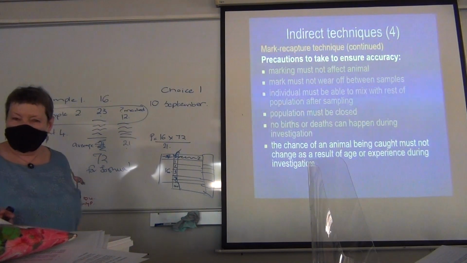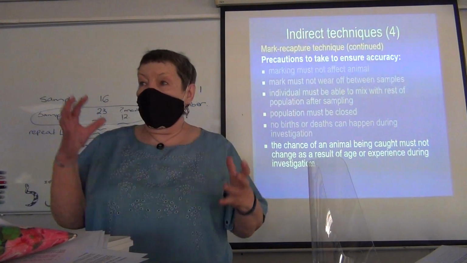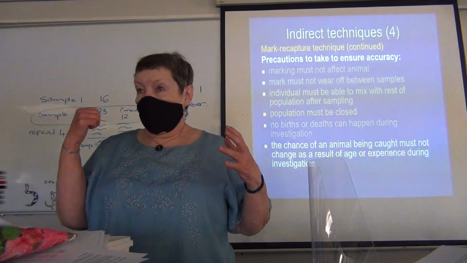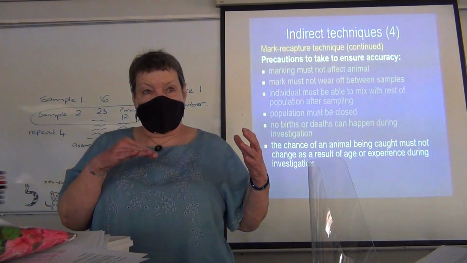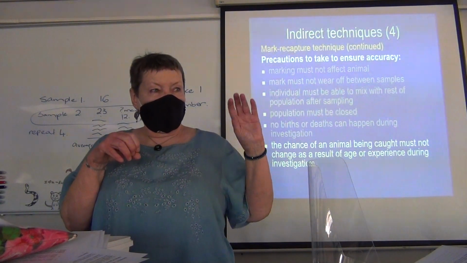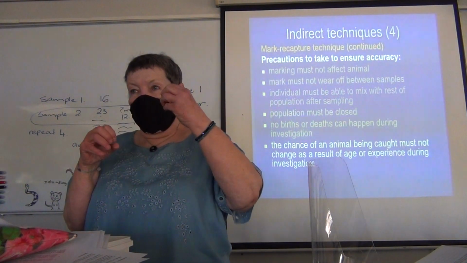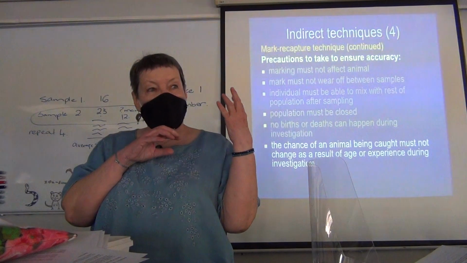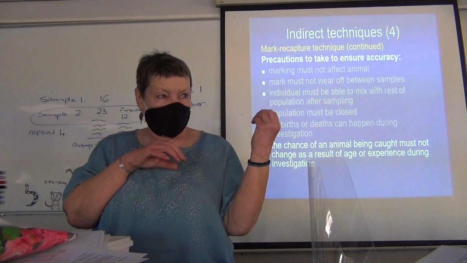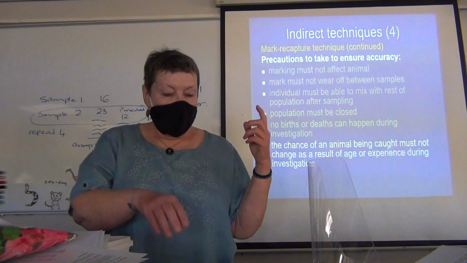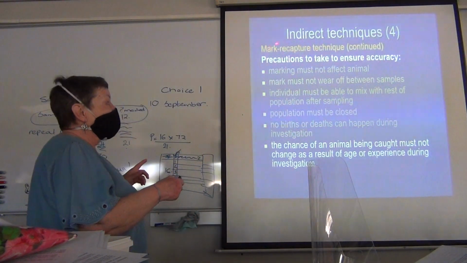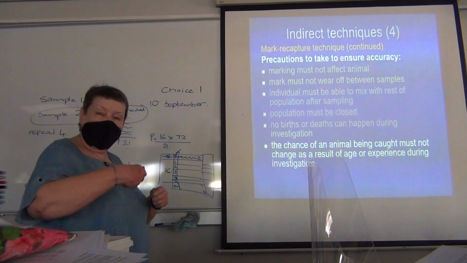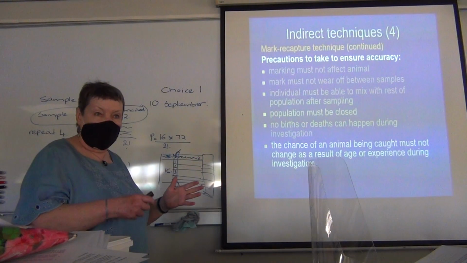And this is to do with things like, if you caught them in a trap for the first sample, or even one of the other repeats, you know how some animals will not go near that trap again because they know that trap is what caught them last time. You've just got to be really careful. You need to take that into consideration. Okay, so these things are the precautions to take to ensure accuracy. This is equivalent to the random placing of a quadrat.